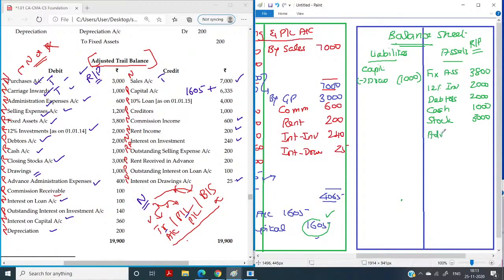And advanced administration expenses, being 400. And then commission receivable, income outstanding, commission receivable, the value being 100. And then interest on loan was already posted, so we have only outstanding interest on investment, the value being 140.